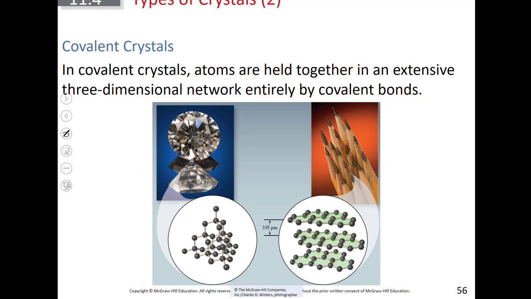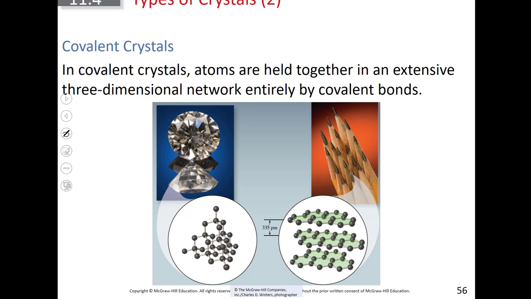Covalent bonds are held together by what? What is inside of a covalent bond? Every time I draw a dash between two atoms, what's in that dash? Electrons. How many? Two. And what are those electrons doing there? They're being shared. Okay, so what makes a stronger bond, sharing things or stealing things? Sharing. So what's stronger, covalent or ionic? Covalent. Good. So these are stronger bonds. So covalent crystals are stronger than ionic crystals.